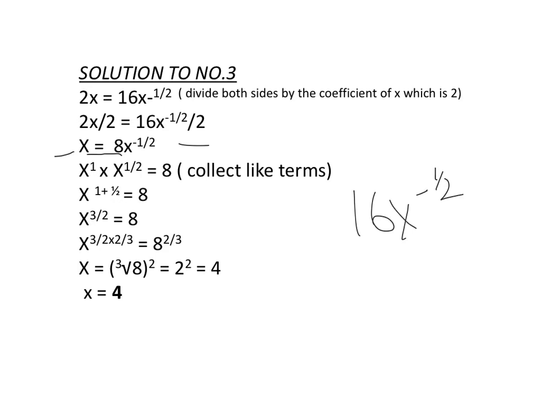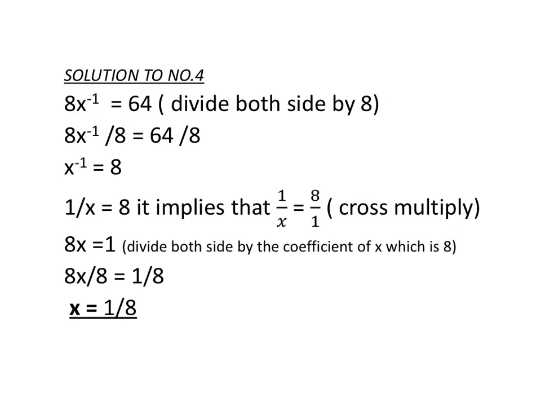Now, we'll multiply both sides of the equation by the inverse of the power of x. We have x raised to power 3 over 2 times 2 over 3 is equal to 8 raised to power 2 over 3. We'll have x to be equal to cube root of 8 raised to power 2, and cube root of 8 is 2. So x is equal to 2 raised to power 2. That's 2 squared and is equal to 4. So your final answer is x equal to 4.